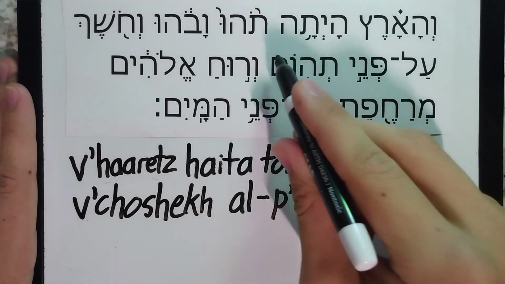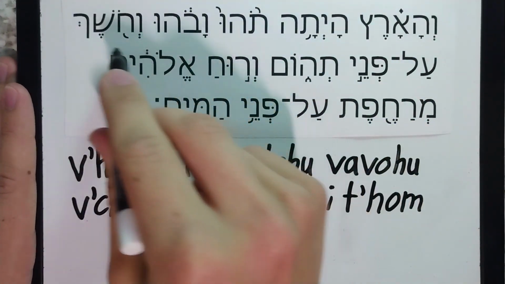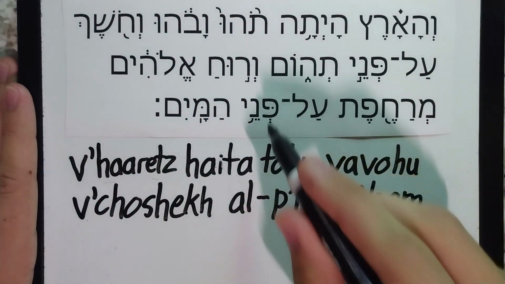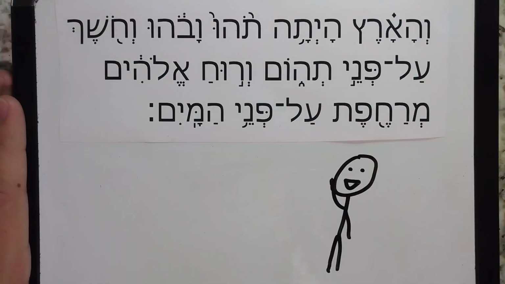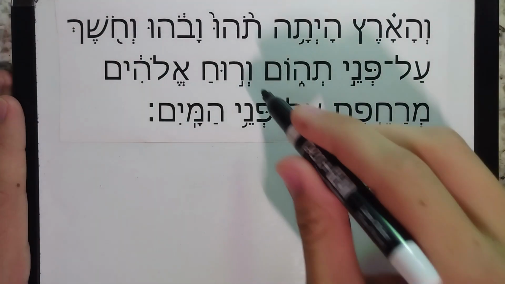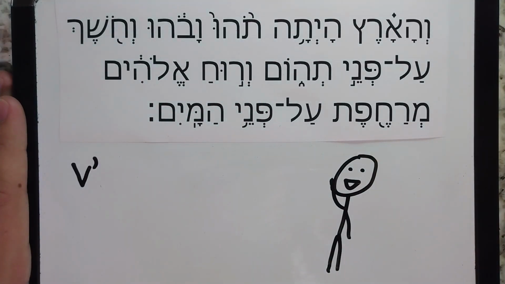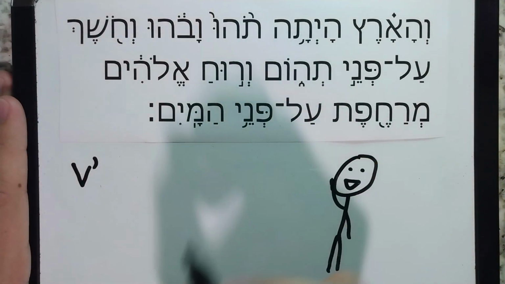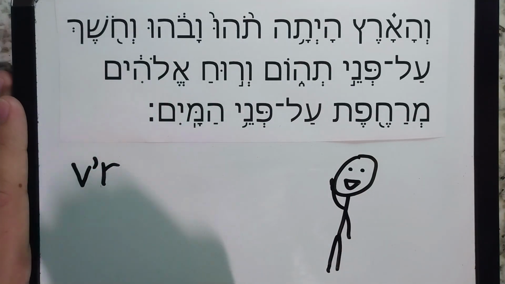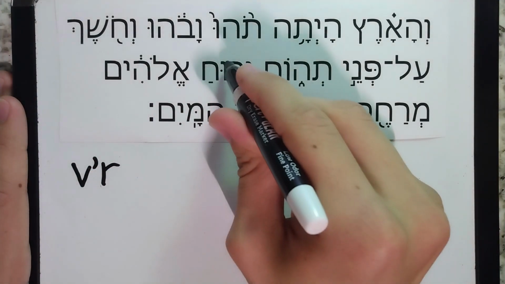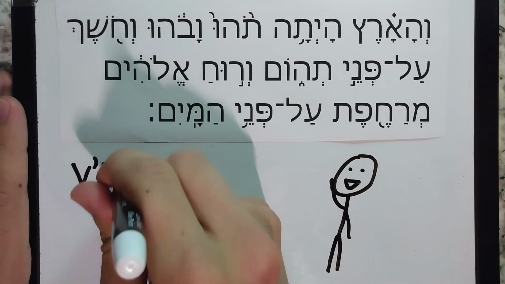V'ha'aretz ha'ita tohu vavohu, v'choshek al pnei tehom. The first word of the second half of this verse starts with a letter vav with a schwa under it, which means its first syllable is v. And next we have a letter resh, which makes the r sound. After the resh, we have a vav with a shuruk, which say u.